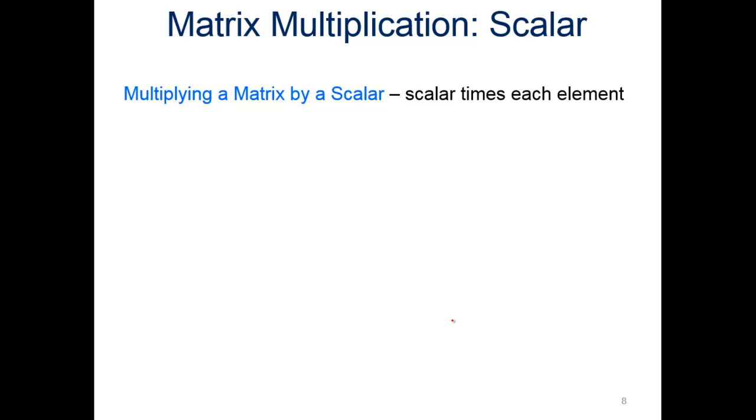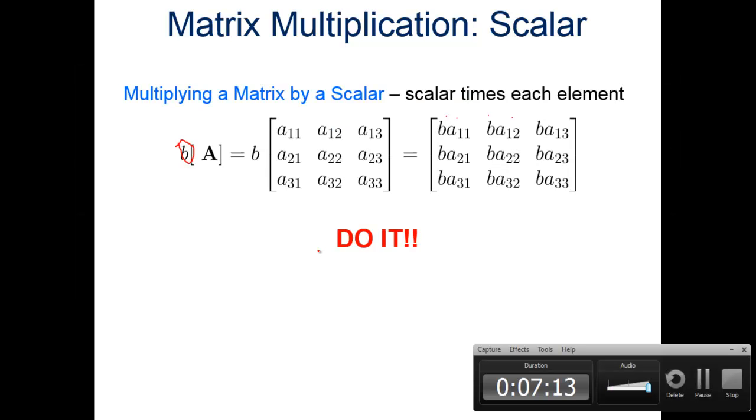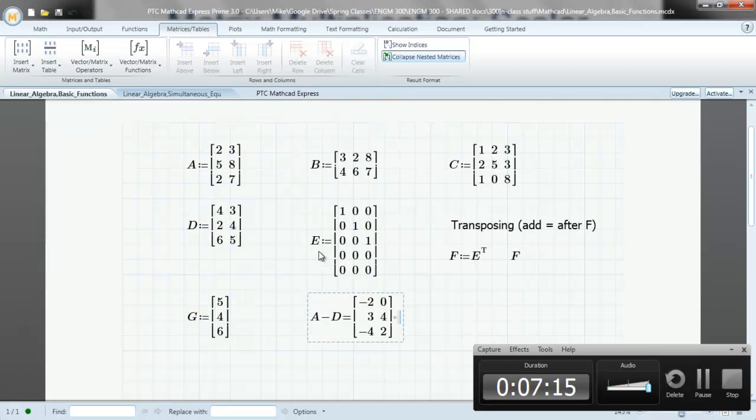So, matrix multiplication. If we multiply by a scalar, we just multiply the scalar times each element in the matrix. So if we want to take some scalar B and multiply it times our matrix A, we just take B and multiply it through by each term. So we get B times A11, and B times A12, etc., etc. Okay, so let's do that. Again, pretty straightforward.